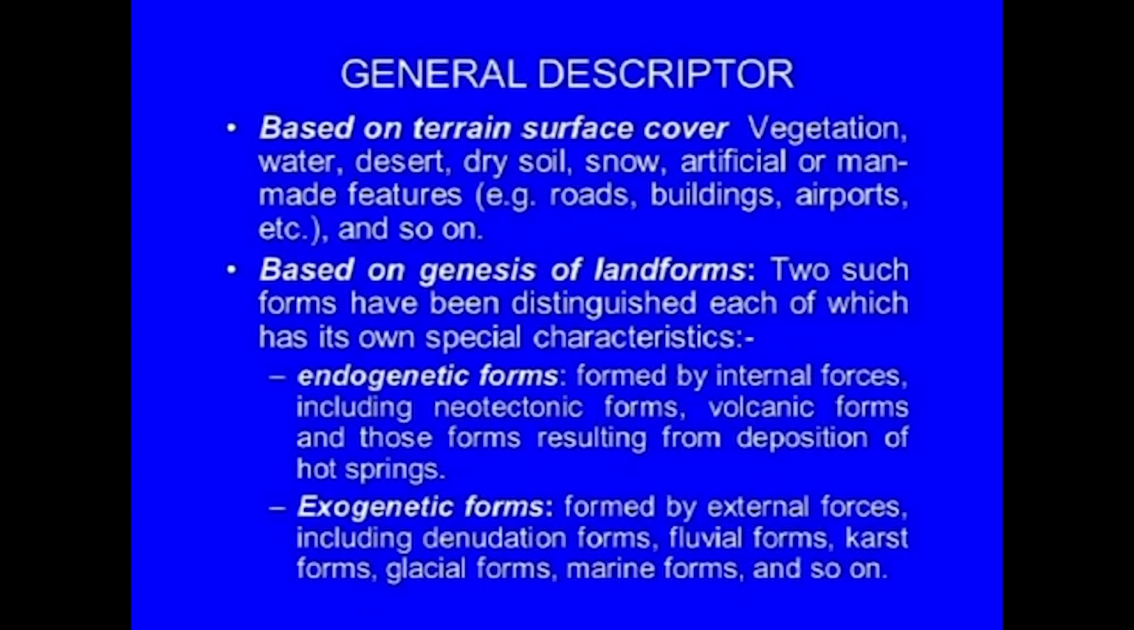It could also be based on the genesis of landforms. 2 such forms have been distinguished, each of which has its own special characteristics. First is endogenetic forms, formed by internal forces including neotectonic forms, volcanic forms and those forms resulting from the disposition of hot springs. The second is exogenetic forms formed by external forces including denudation forms, fluvial forms, karst forms, glacial forms, marine forms and so on.